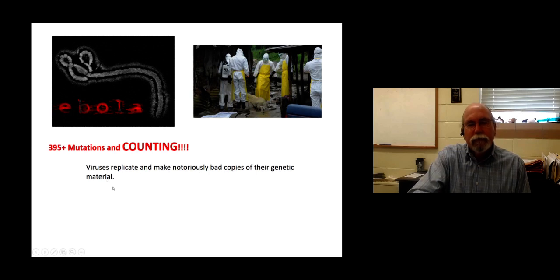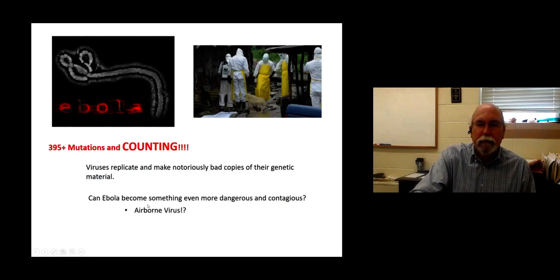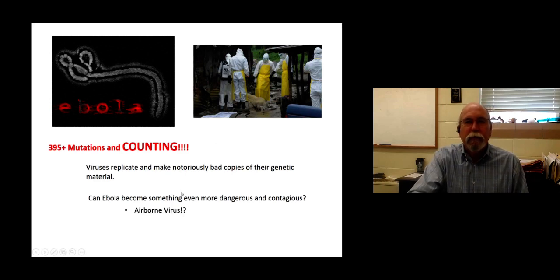One of the reasons for that is viruses do this replication, but remember they're replicating generally inside a cell system that's not their normal cell system. They're taking over other cells, and they often make very bad copies. A lot of them become bad copies, so the virus isn't functional. Other times it becomes a copy that makes it more dangerous and more contagious. Like what would happen if Ebola became an airborne virus, instead of one transmitted primarily by touch or fluid exposure?